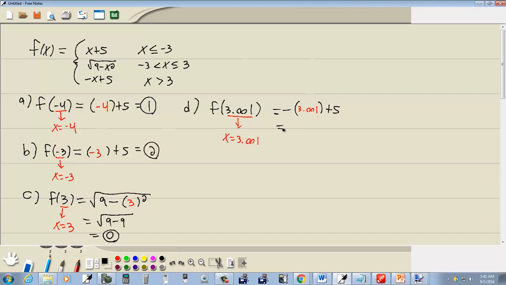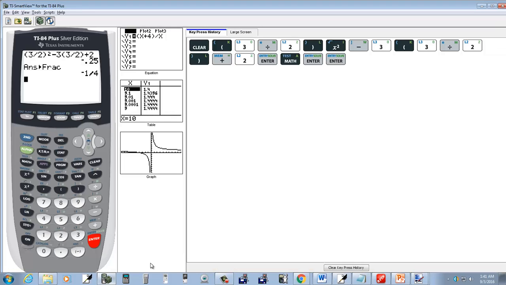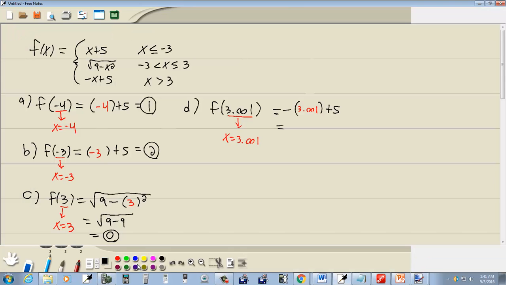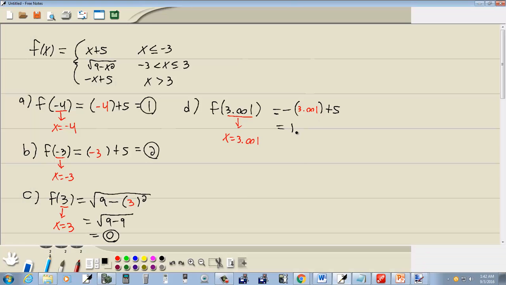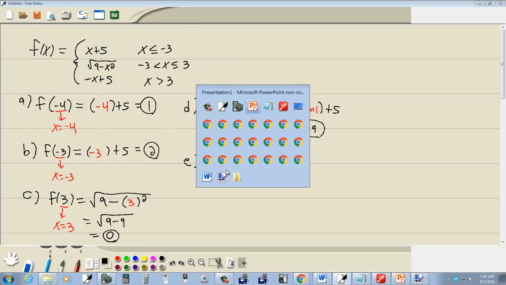And I'm not very good with decimals, so I'm going to use a calculator. I shouldn't have to, but I'll blame it on the lateness of the evening. I'm not used to staying up this late. Negative 3.001 plus 5 gives us 1.999. So that's our answer.